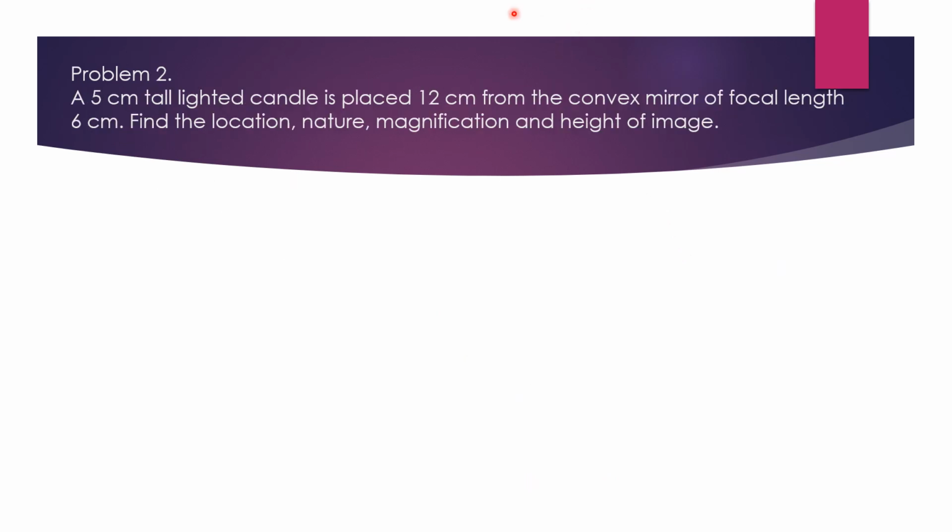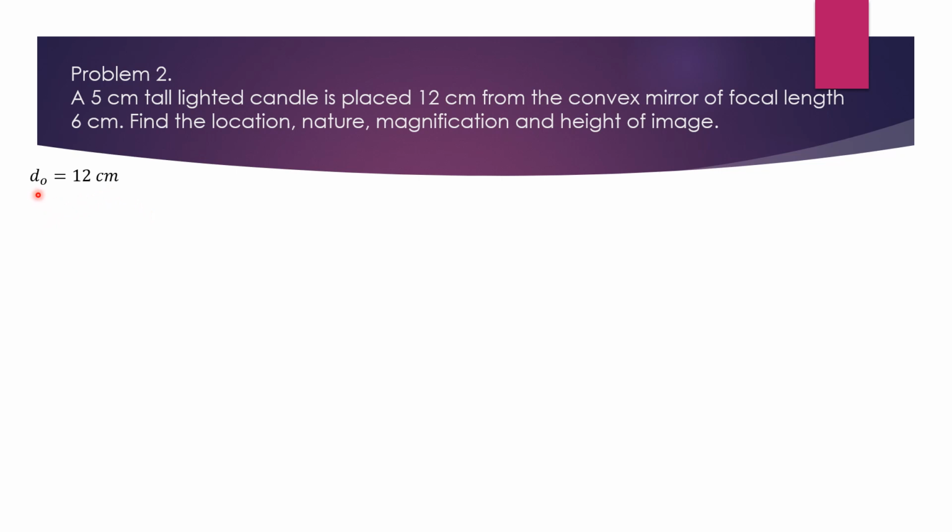Okay, problem 2. A 5 cm tall lighted candle is placed 12 cm from a convex mirror of focal length 6 centimeter. Find the location, nature, magnification and height of the image. Here it is a convex mirror. We need to find the location, nature and magnification of the image. So remember, in a convex mirror, the image is always formed behind the mirror. It is always a virtual and erect image, and it is always a diminished image, a smaller image. So we will see it further, and right now, let us have the data.